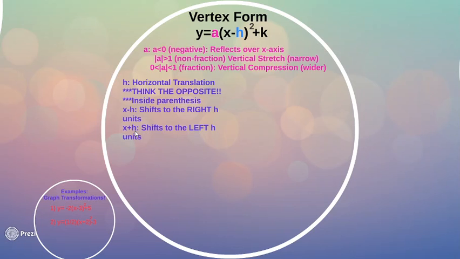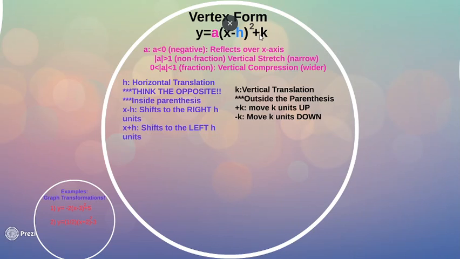H units. Okay, and lastly, the k value, this is the number outside of the parenthesis that is either added or subtracted on the very end of your equation. Okay, and you don't think the opposite with the k value, so be careful. When you have a plus k on the outside, that will tell you that your graph is moving up k units. If you have minus a k on the outside, that means your graph will move down k units.